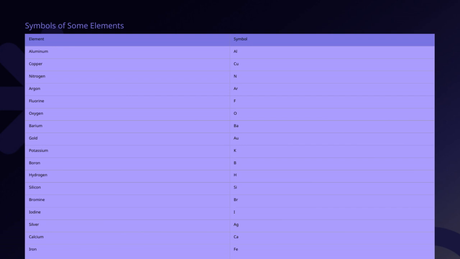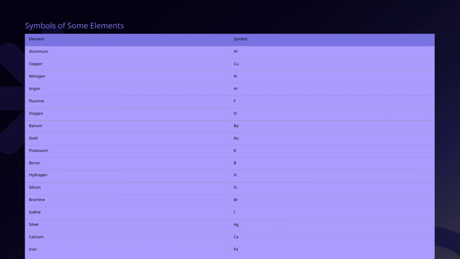Notice that some symbols are just a letter, like nitrogen or oxygen, while others combine two letters, such as fluorine F or silicon Si. These symbols are standardized and used globally, making it easier for us to understand chemical formulas and reactions across different languages and regions. Recognizing these symbols connects directly to the overall theme of understanding the building blocks of matter. Whether we're talking about elements in the environment, in industry, or in the human body, these symbols serve as a universal language.